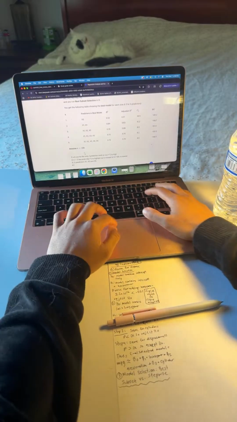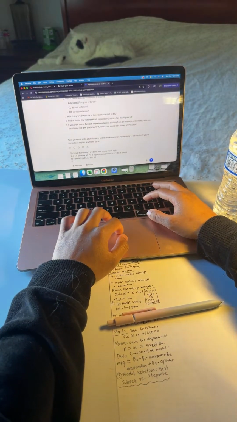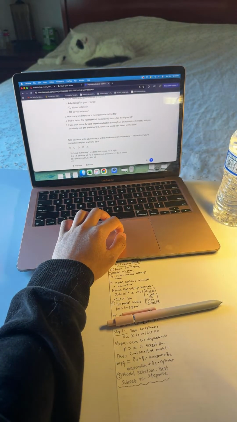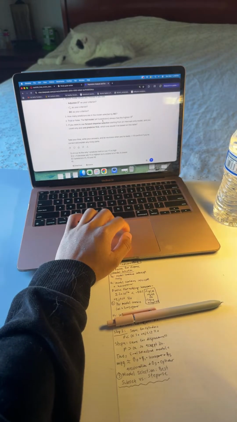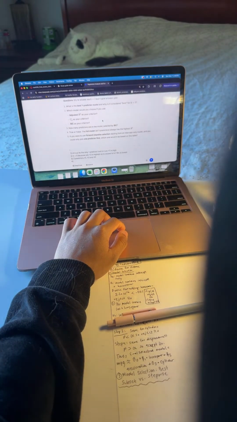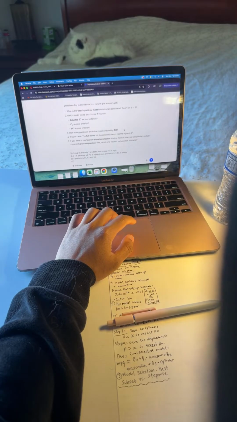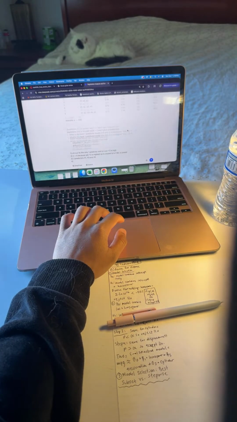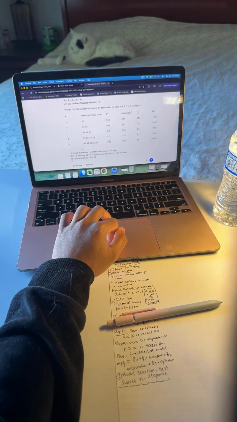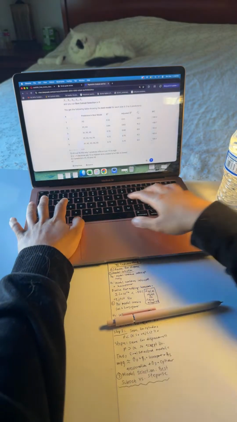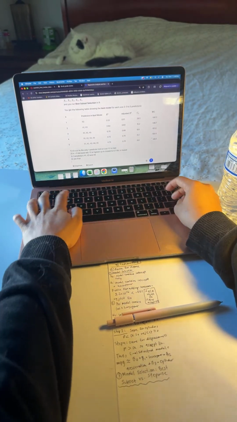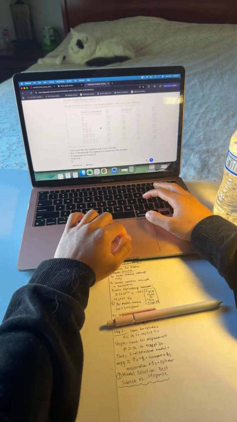Okay, and then number 4, true or false, the full model, all five predictors, always has the highest R squared. I don't think he would ask that, but I would say yeah, because look at this R squared. This one has the highest R squared, yes. True.